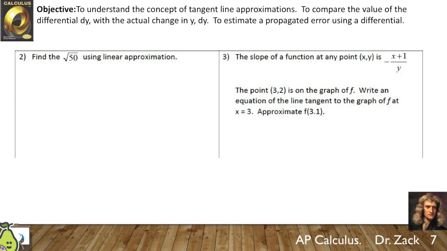You are going to work on questions 2 and 3 yourself. For question 2, you might want to establish that f of x equals x to the 1/2 power before you begin. For question 3, make certain you read your directions. The directions say that the slope of a function is given by negative x plus 1 over y. So given that piece of information, you should be able to find your derivative at 3 and answer the question.